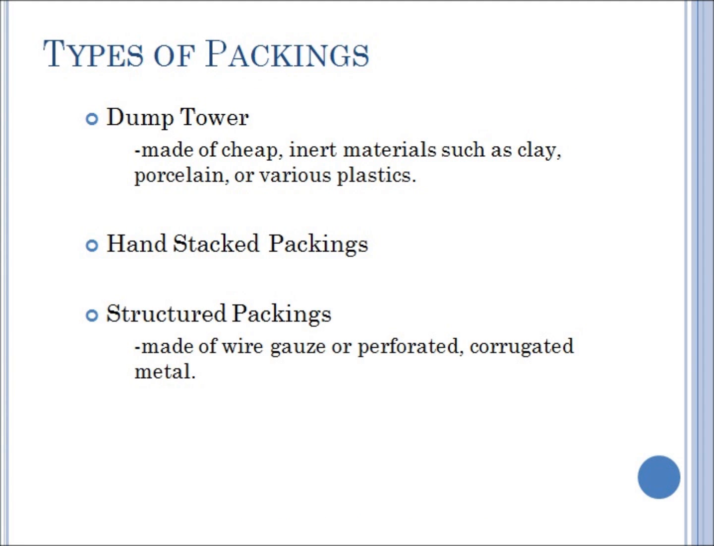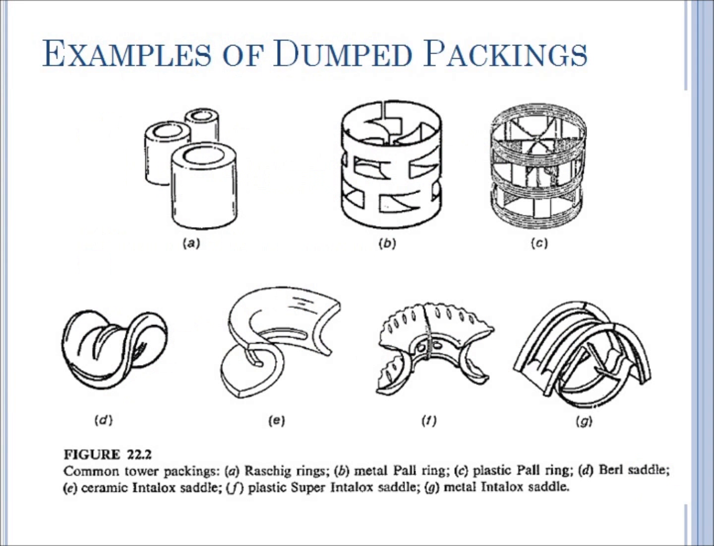Types of packings. First, we have the dump tower packings, which are made of cheap, inert materials like clay, porcelain, and various plastics. Sometimes, thin-walled metal rings of steel or aluminum are used. Second, we have the hand-stack packings, which are 2 to 8 inches in size. And lastly, the structured packings, which are made of wire gauze or perforated corrugated metal.